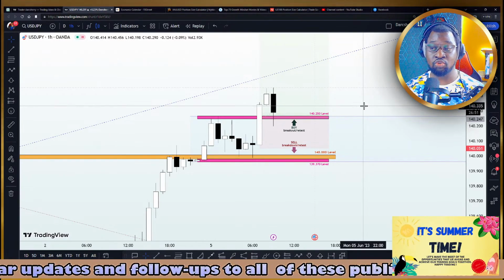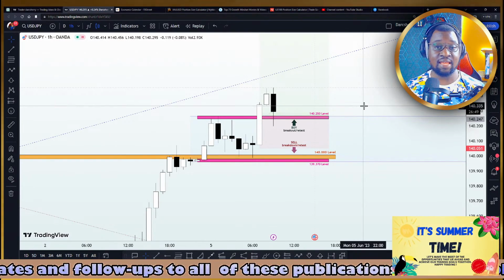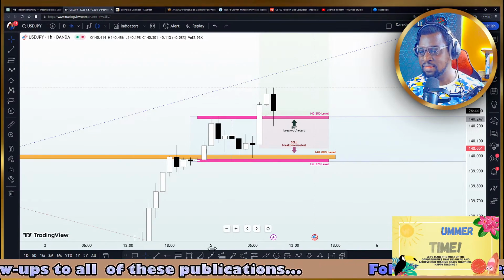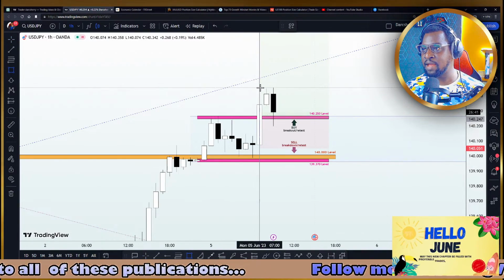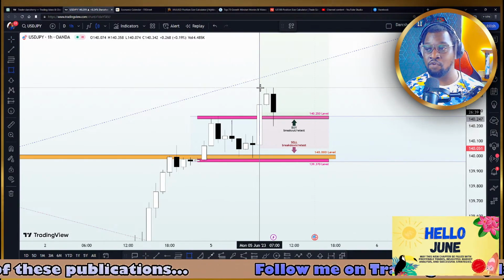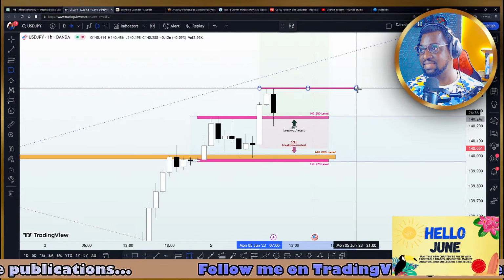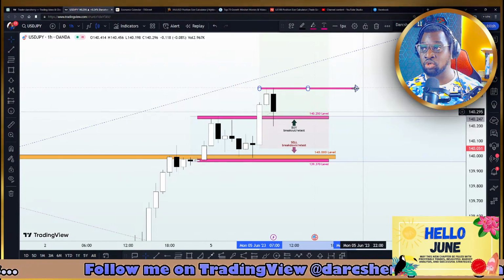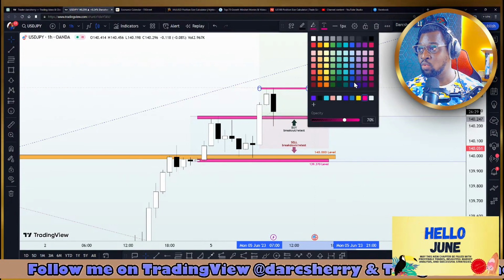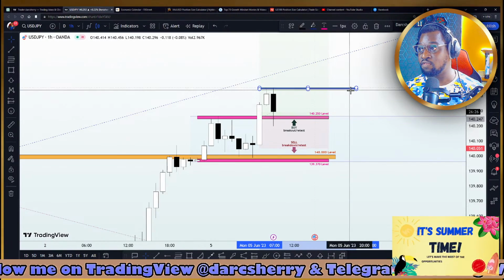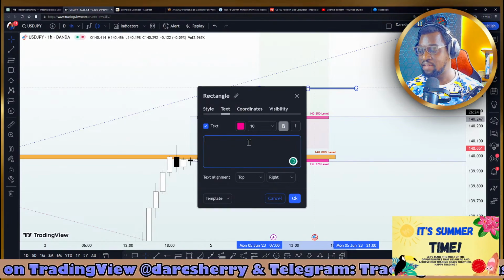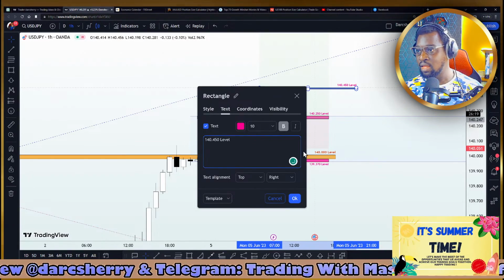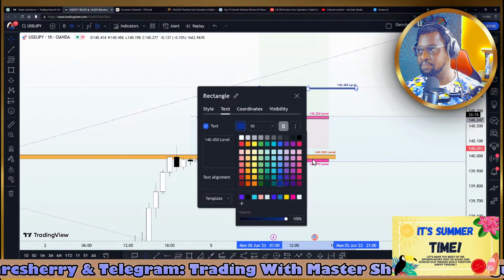As long as price action remains above the resistance line at 140.250, we continue to look out for more opportunities to buy. Then another structure is identified here at the 140.450 level. This is another resistance line, which you can see as soon as price got into that area, we saw selling pressure coming in from that level. So I want to identify that area for the sake of clarity. Let's label it. So we have it at the 140.450 level, and I'll give it a blue color.